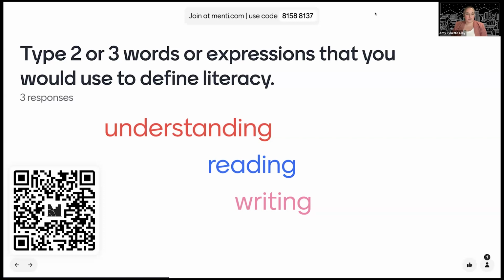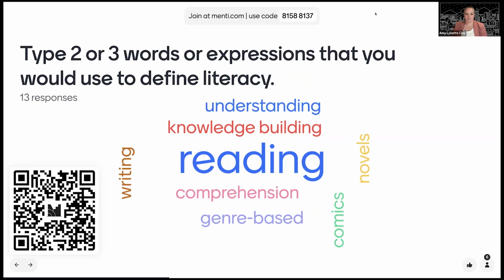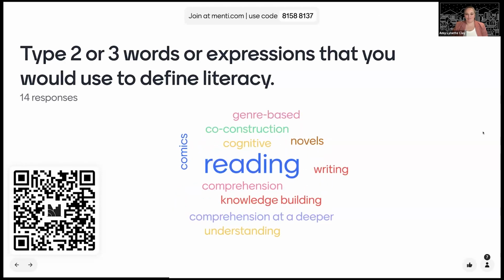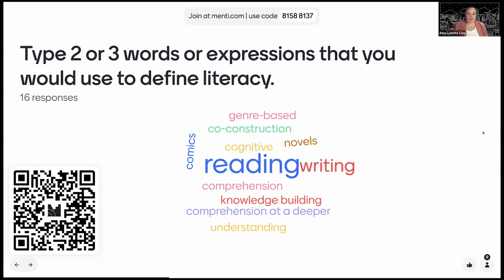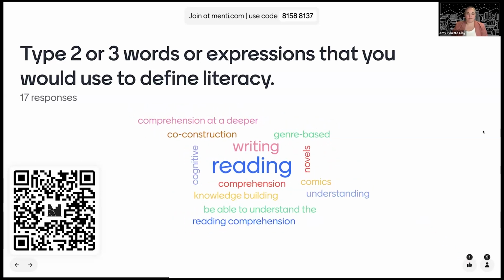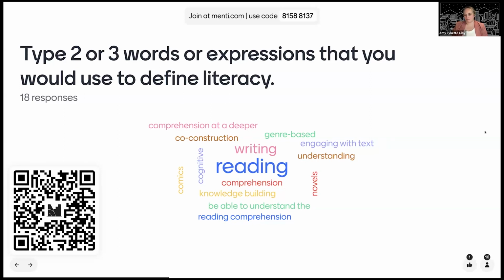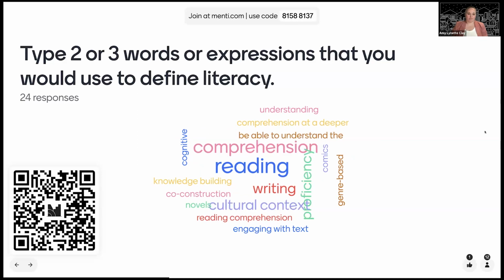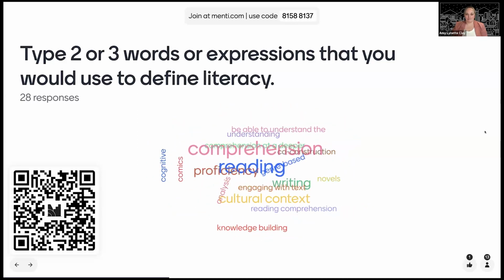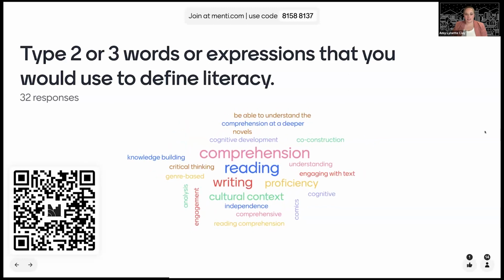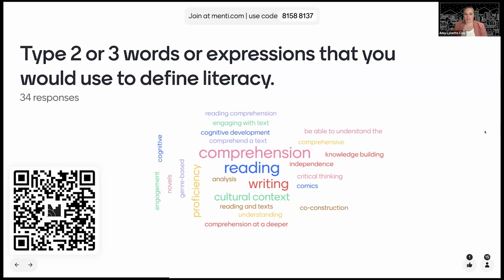Getting some responses here: understanding, reading, writing, knowledge building, co-construction, genre-based. Comprehension at a deeper level. And I see kinds of texts like novels and comics. It's cognitive, engaging with the text. Nice. Yeah. And we see in the middle some of these shared responses: comprehension, reading, writing, the cultural context. These are all going to be key to building literacy with our students. Over here, proficiency.